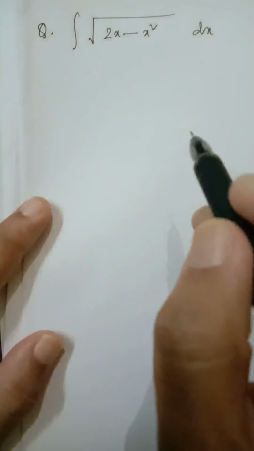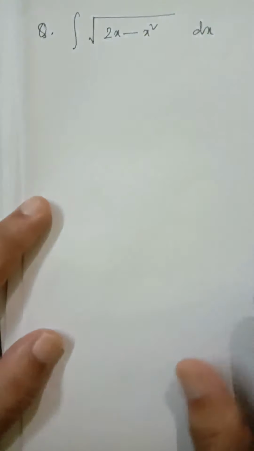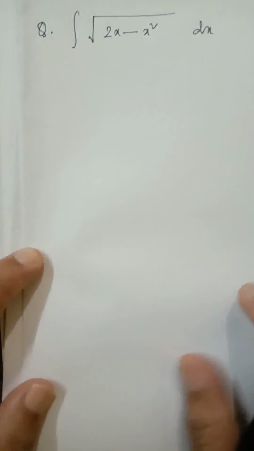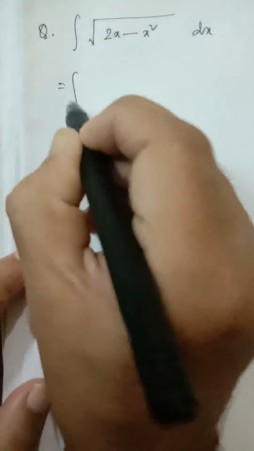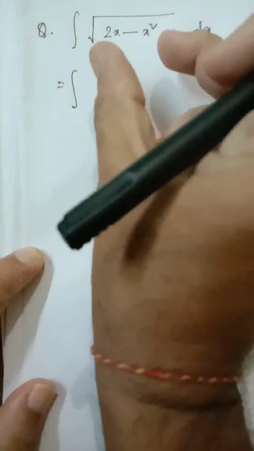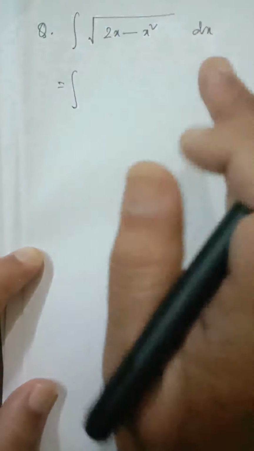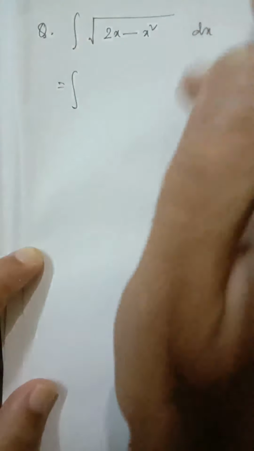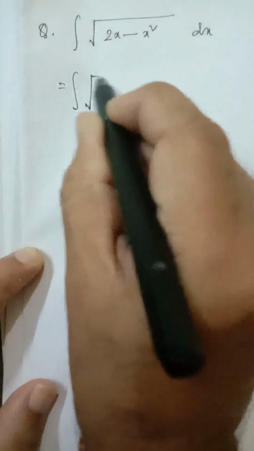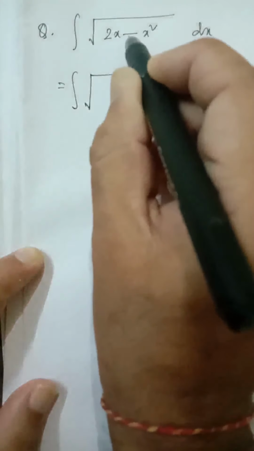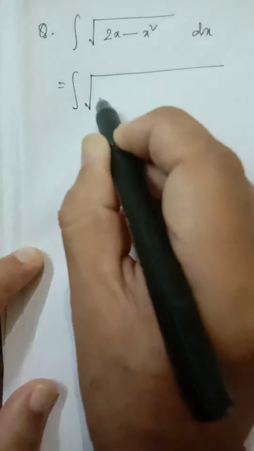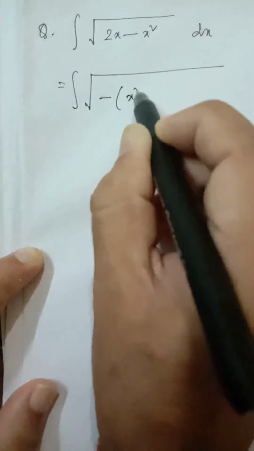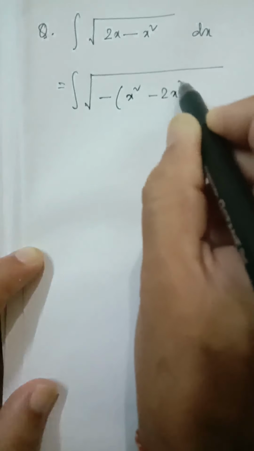Next question is to integrate root over 2x minus x square dx. Again, like the last question, we will try to express it in the form x square plus a square or x square minus a square. That is, we have to make this a whole square plus or minus something. First of all, we have to take the coefficient of x square common, which is minus 1 here. That is, we have to take the minus sign common. It will be x square minus 2x dx.